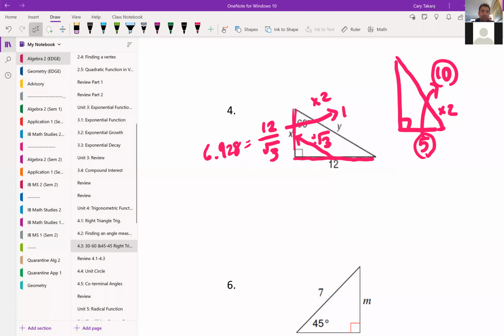you get 13.85. So I'm going to just round off to 13.9. Or 13.86. That'll be good too. Yeah, very nice. So it's that and that.